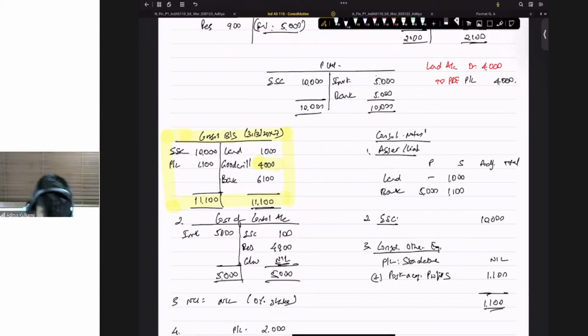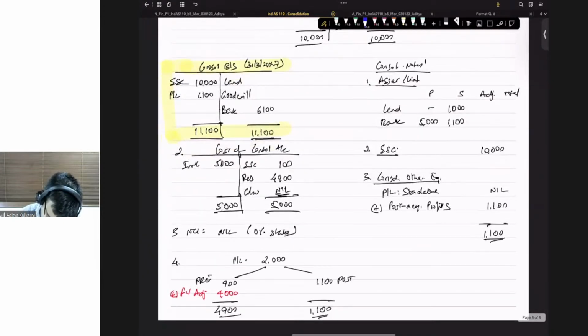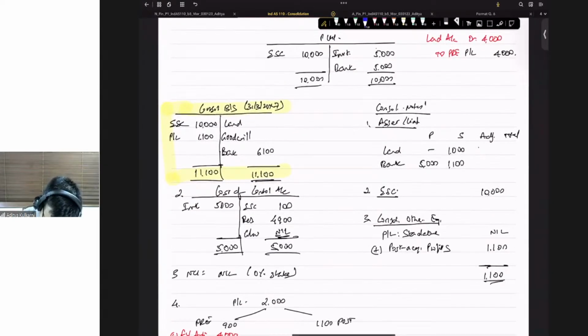So now when I prepare the balance sheet, goodwill will not appear, but land is going to appear at, this is upward valuation of 4,000. So this will go in the adjustment column, 4,000. So this will become 5,000. So land appears at 5,000. Goodwill will not remain. So this is how your balance sheet will now look. Goodwill will vanish and land's value will increase by 4,000.